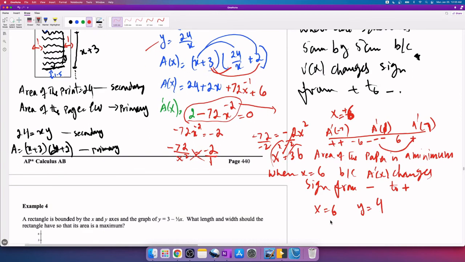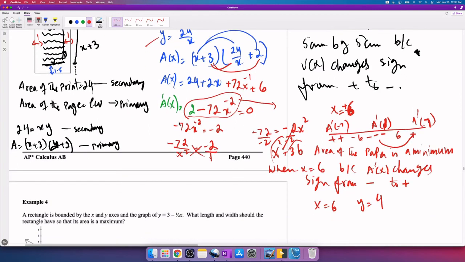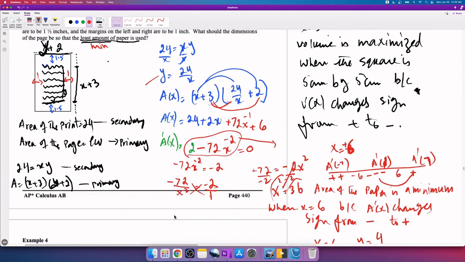So what are the sides? x plus 3: 6, 7, 8, 9. So 9 is the length, and the width is 4 plus 2: 4, 5, 6. So 6 inches by 9 inches. So these are the size, like length and width, for this rectangular page that we can use for the least amount of paper.